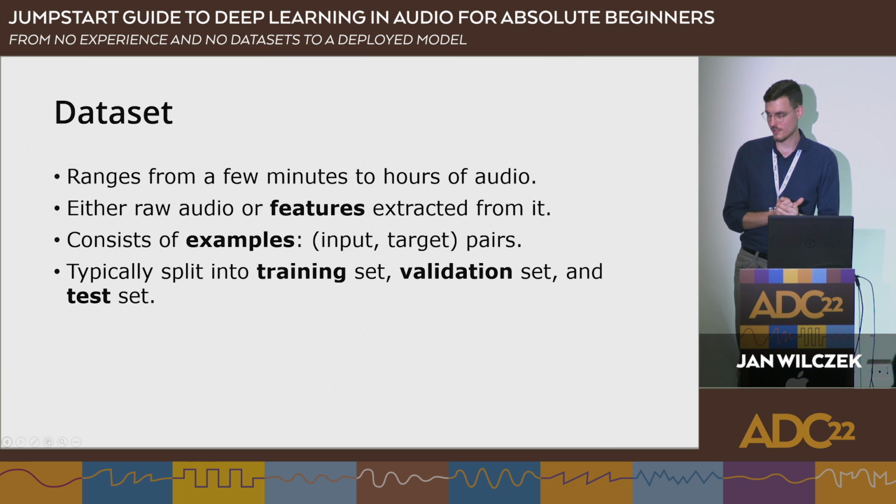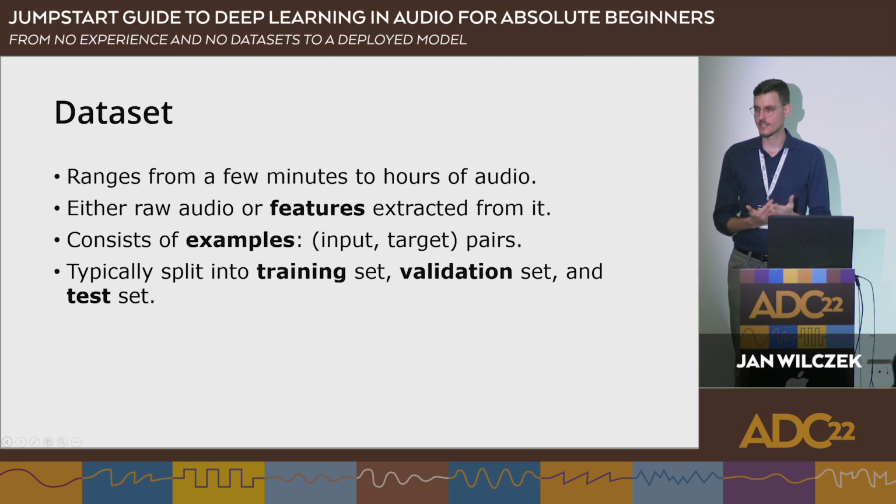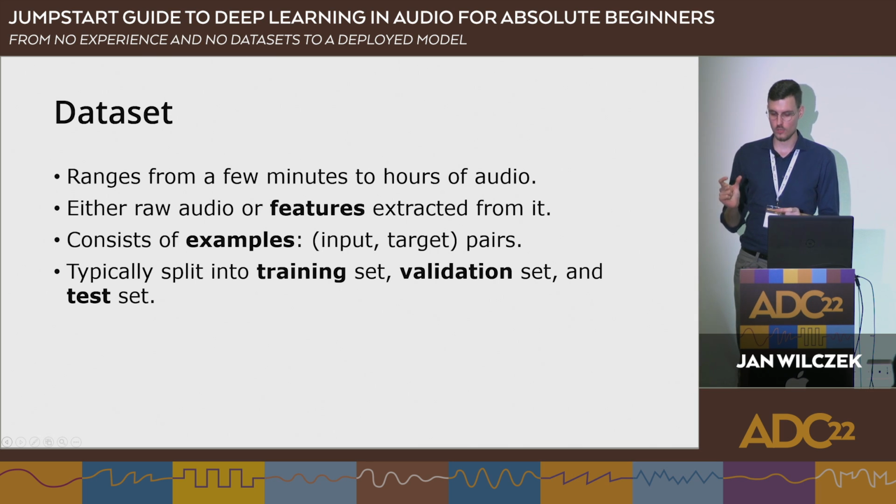And when we have this, then we may divide our data set into so-called examples. So in supervised learning, we have this concept that the data set consists of examples: the input to the neural network and the desired output, the so-called target. And we have these input-target pairs, and they're good material for the neural network to work with.